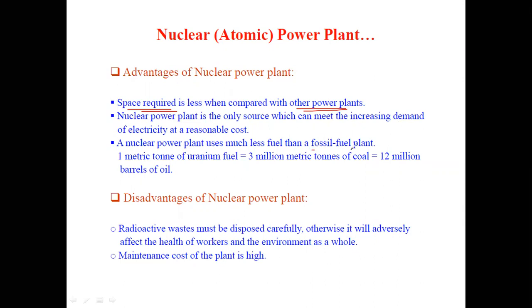And in the nuclear power plant, the fuel requirement is very small. For 1 metric ton of uranium fuel, how much power is generated? It is approximately equal to 3 million metric tons of coal, or 12 million barrels of oil. This is the major advantage of nuclear power.